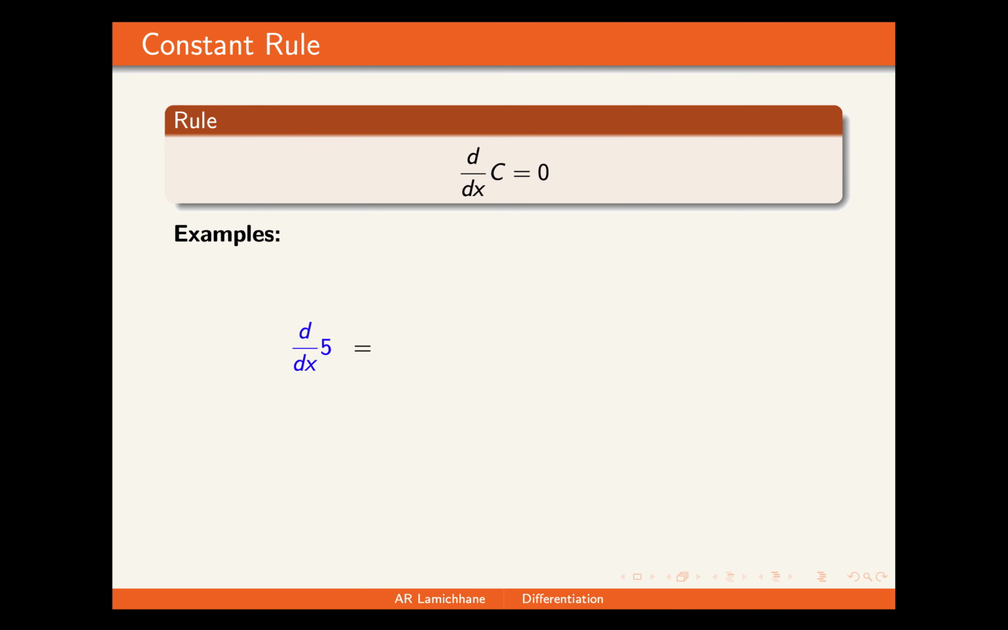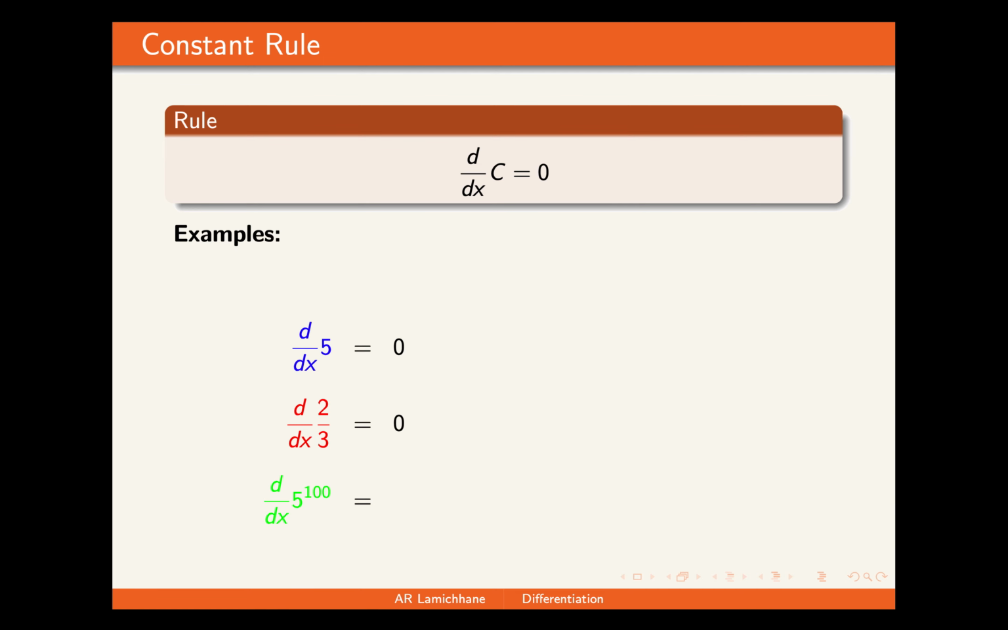In this example, you can see that we have been given 5 as a constant function. So the derivative of this constant function with respect to x, by this rule, is actually 0. In a similar way, the derivative of 2/3 with respect to x will again be 0, right? Why? Because 2/3 is a constant function.